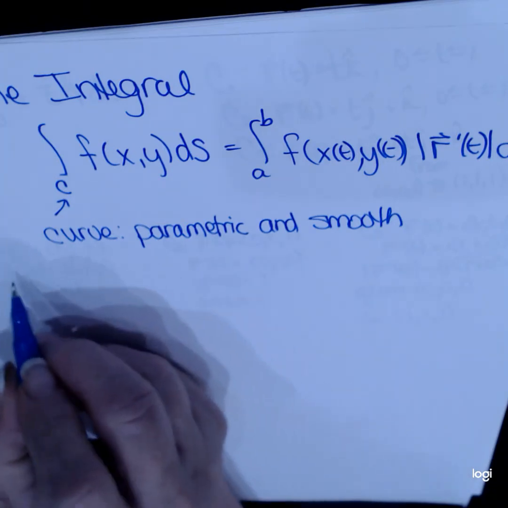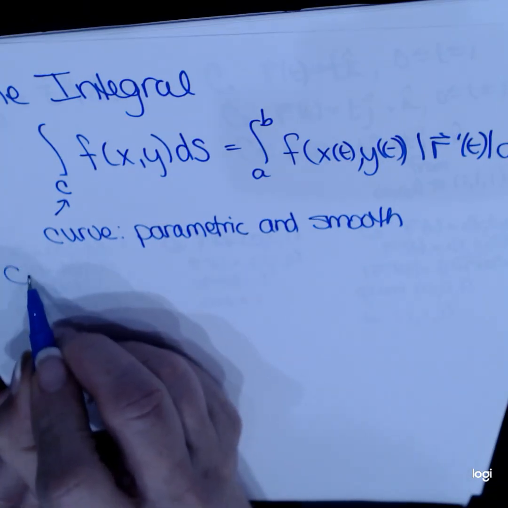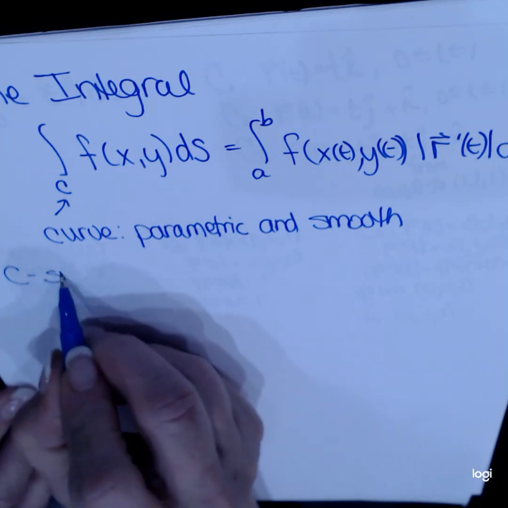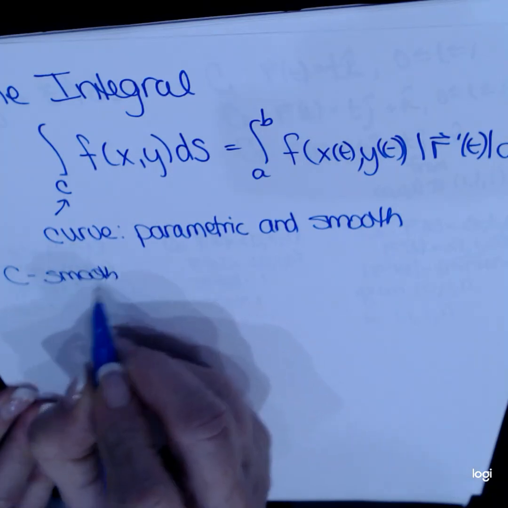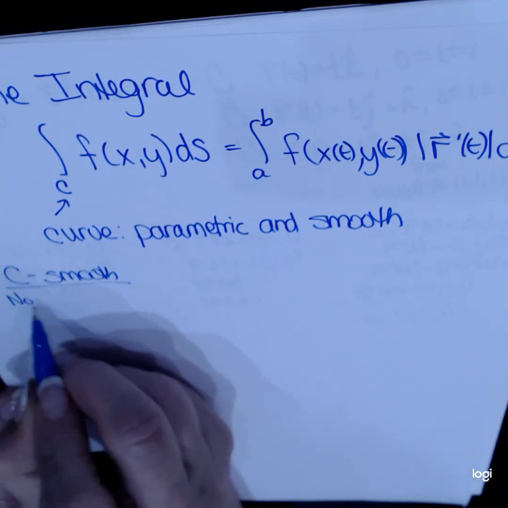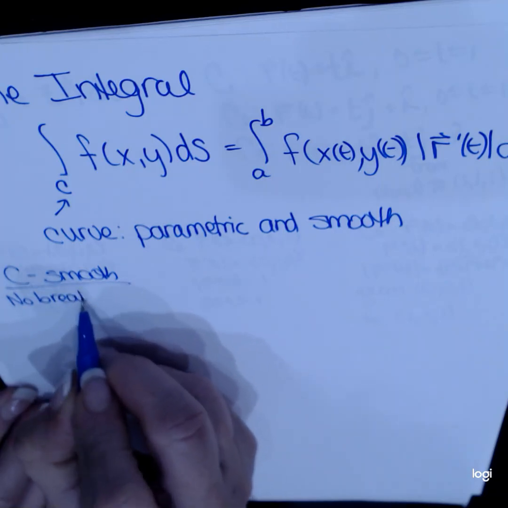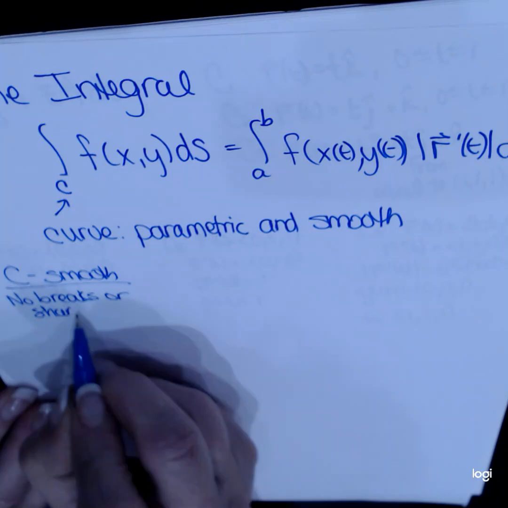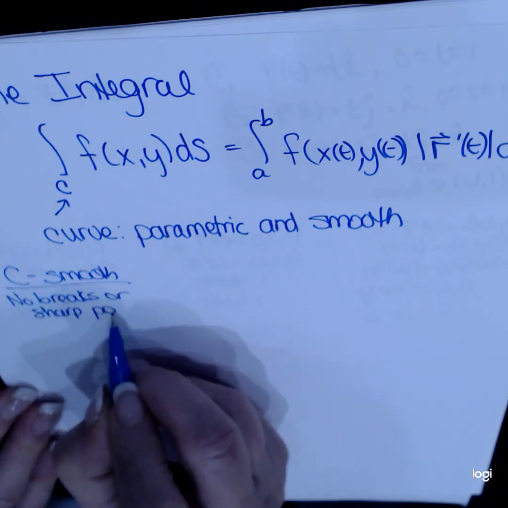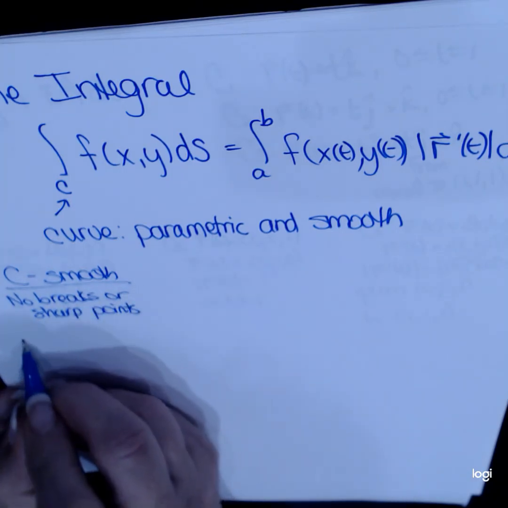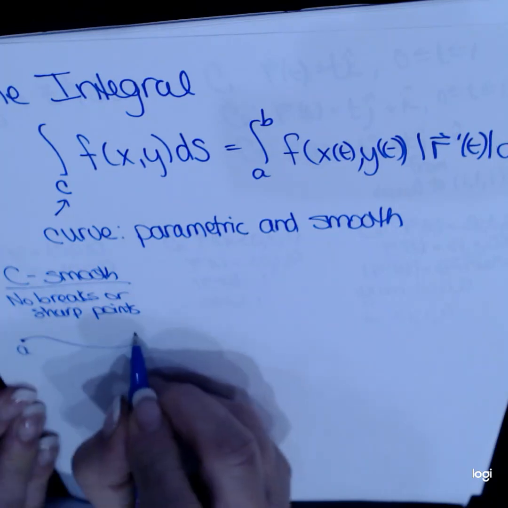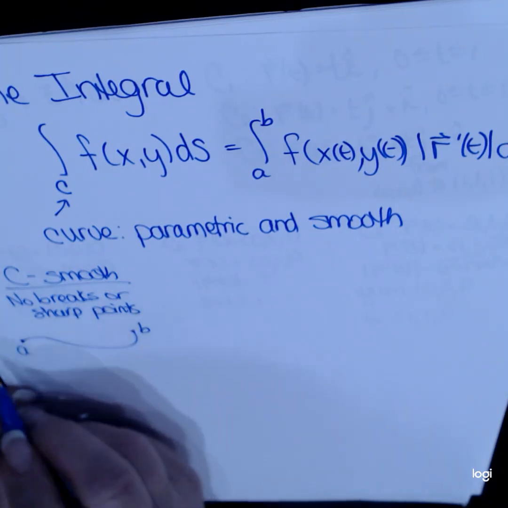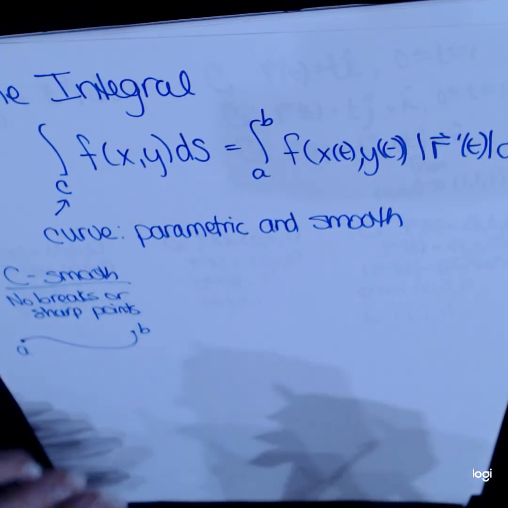Well, let's see what it means to be smooth. For C to be smooth simply means that there will be no breaks or sharp points. Meaning that as I travel from point A to point B, there are no breaks or sharp points.